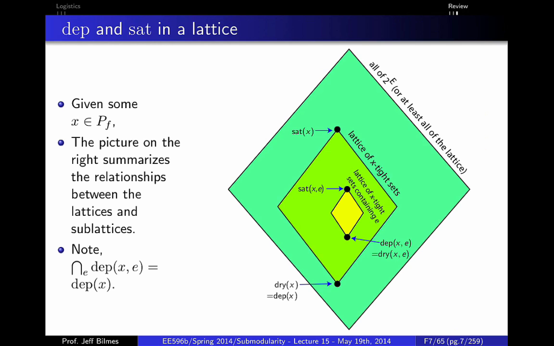And so we define this lattice. The sat lives up here, dep lives down here, and then we have the sublattice. One thing I added since last time was that this is all relative to a particular x. So if you change x to a different point in the polymatroid, then the inner two diamonds may shift. Obviously, the yellow one will still be in the middle green one, but we'll get a different sublattice and a different sub-sublattice. So this is all relative to this particular x that we're at.